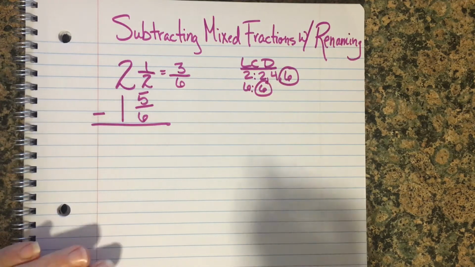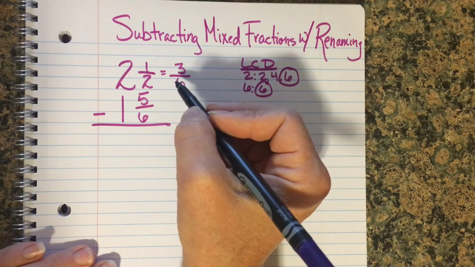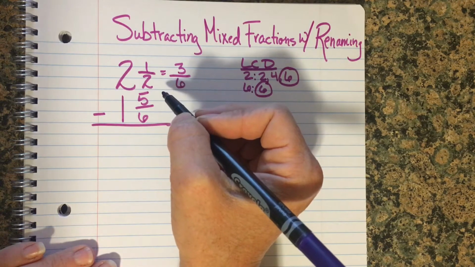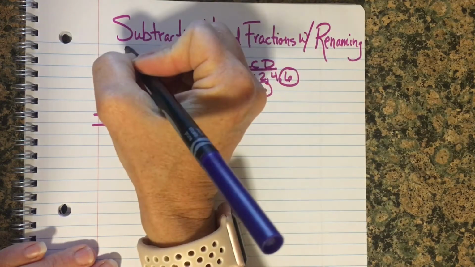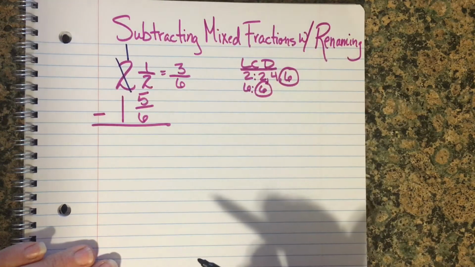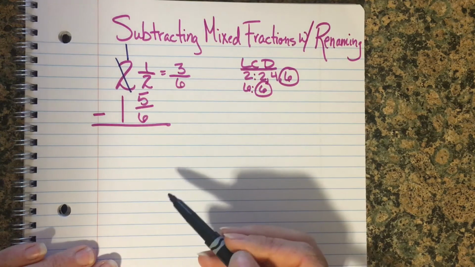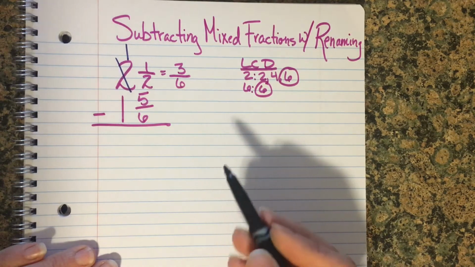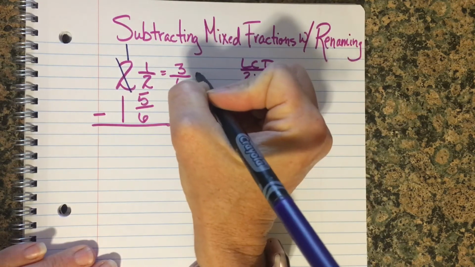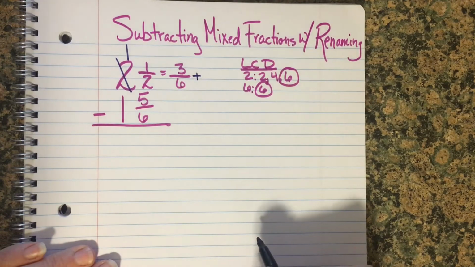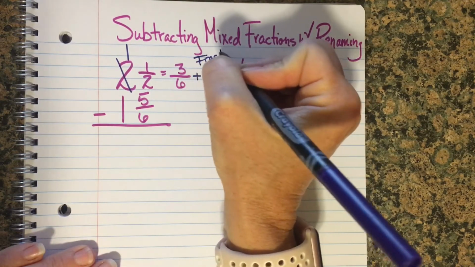So we're going to have to do some renaming. And it's kind of like taking $1 to the store and asking for some change. So I can go to the store and give the guy $1 and say, hey, I need some change. He's going to ask me what I need. Maybe I want quarters, maybe I want dimes, but we're going to take 1 and we're going to rename that 1 and get some fraction change. Your fraction change is always going to be what the denominator is.